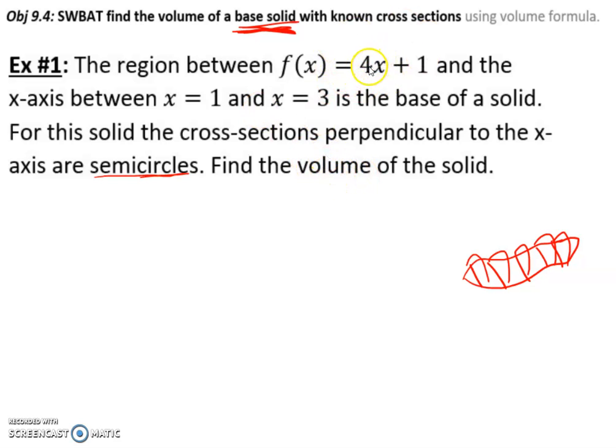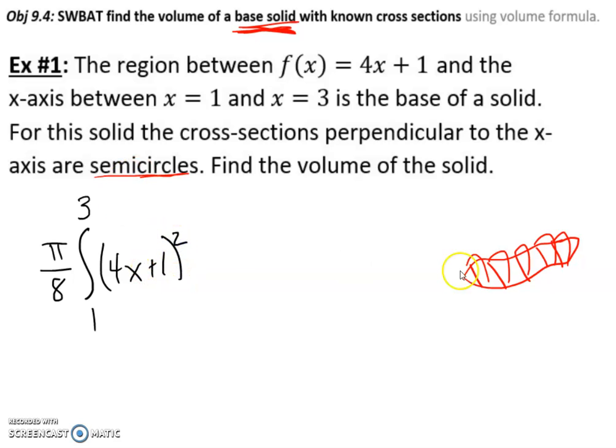So when we look back at this, it asks for the volume of a solid created when this function and the area between that and the x-axis between 1 and 3 creates semicircles. So semicircles, the coefficient is pi over 8. And then we have integral from 1 to 3. And it just said the area between this and the x-axis, so that's just one function. So I'm going to write 4x plus 1 squared.